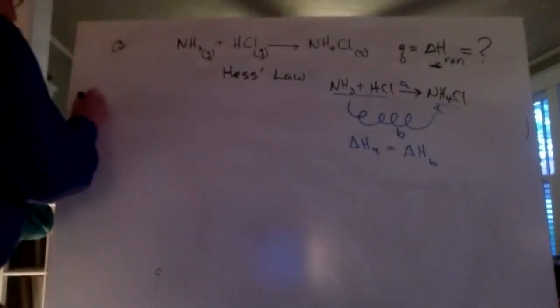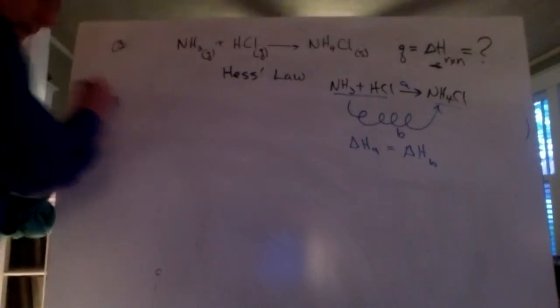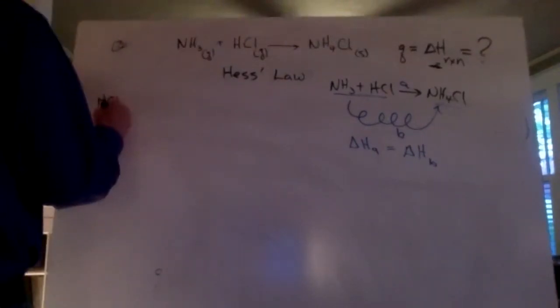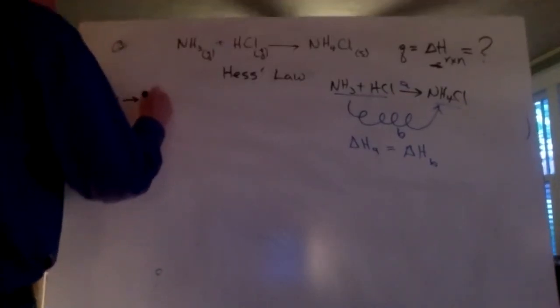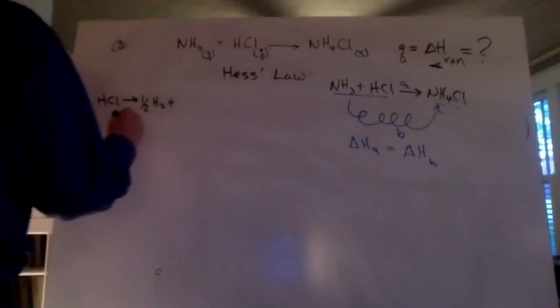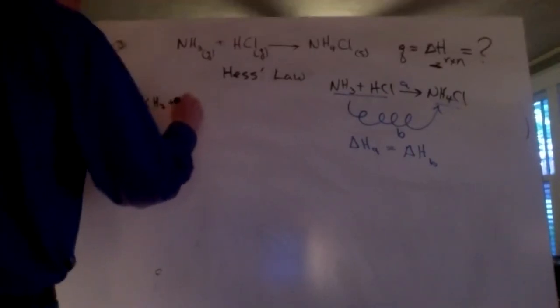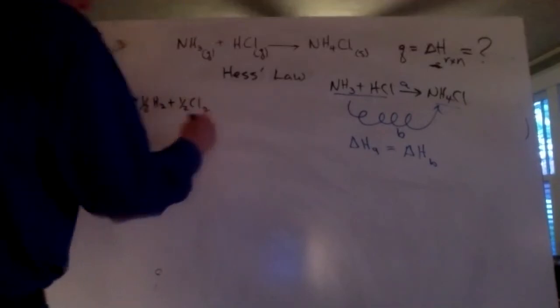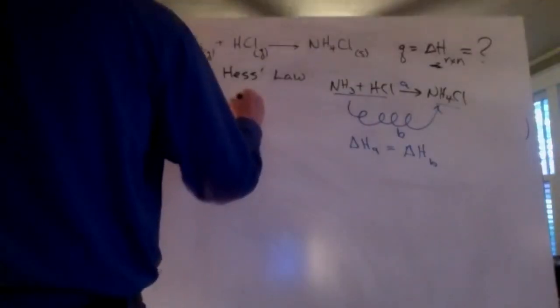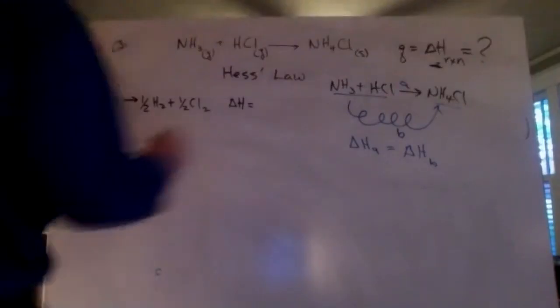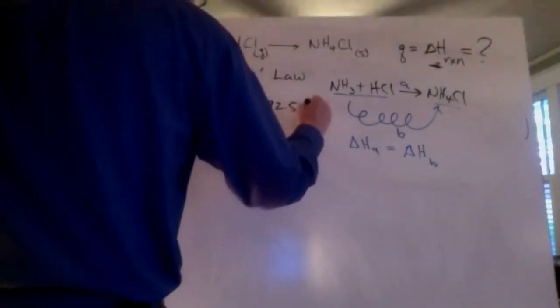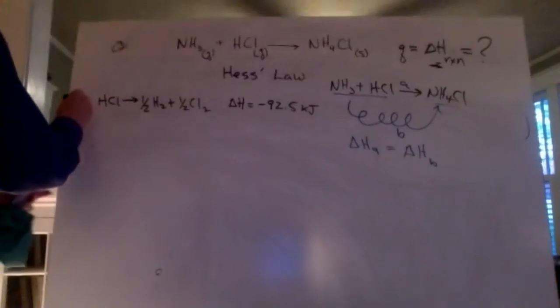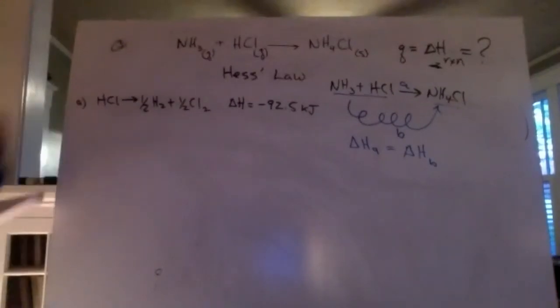We have HCl reacts or goes to 1/2 H2 plus 1/2 Cl2. And we know that the heat of this, delta H, that is provided, is equal to negative 92.5 kilojoules. And we're going to call this reaction A.